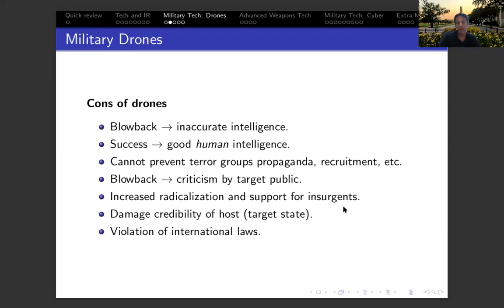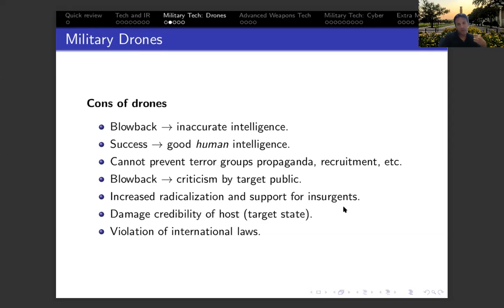So that's one point. The other point is that despite the alleged success of those attacks, terror groups led by Al-Qaeda and other groups are still able to engage in most of their day-to-day operations, including recruitment, propaganda, all those things.